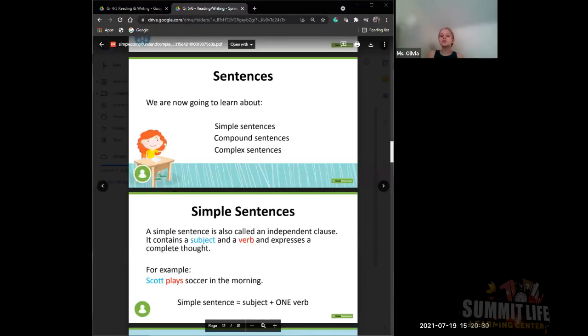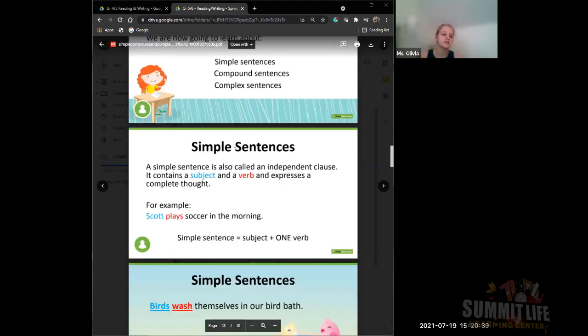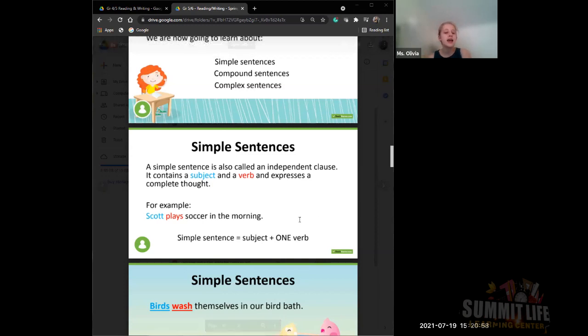All right, now we're turning over to something a little bit cheeky. These are our simple, compound, and complex sentences. A simple sentence is also called an independent clause. We had that word come up, excellent. A simple sentence is also called an independent clause. It contains a subject and a verb and expresses a complete single thought.